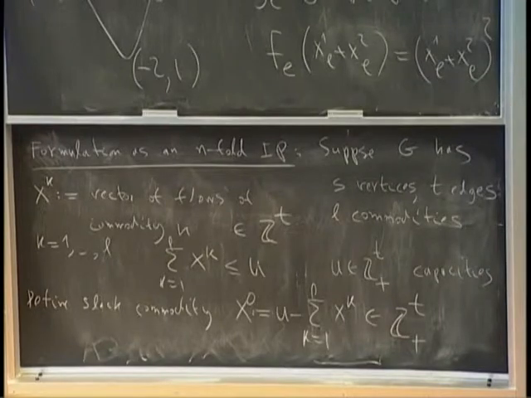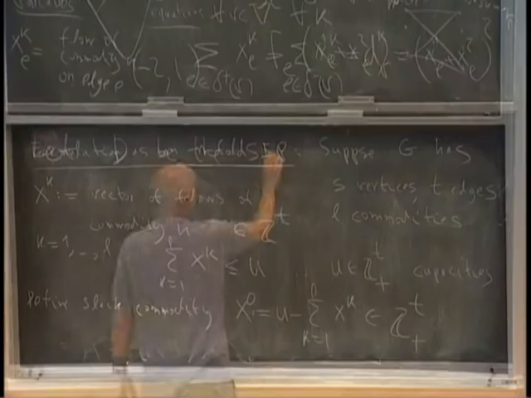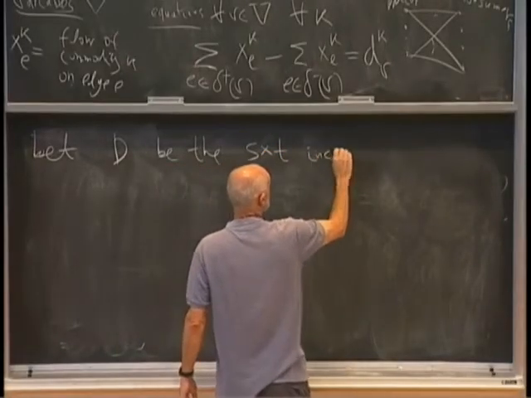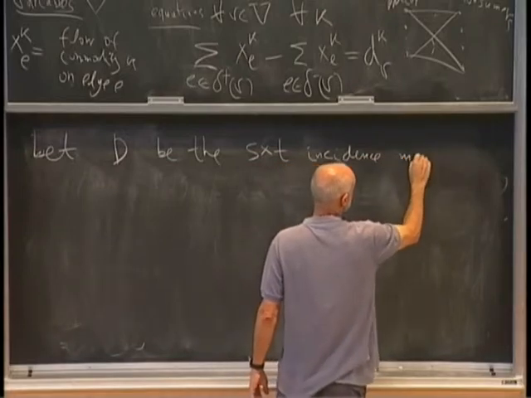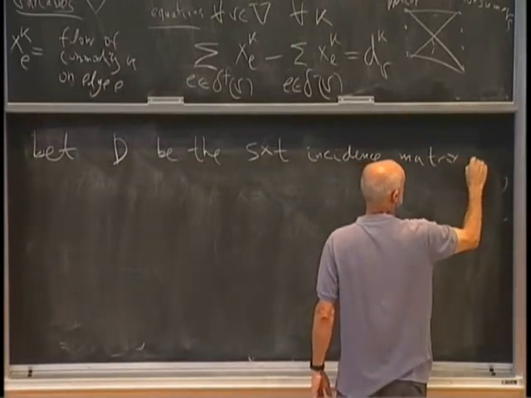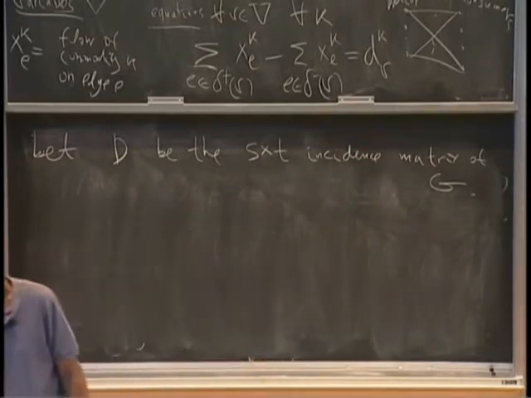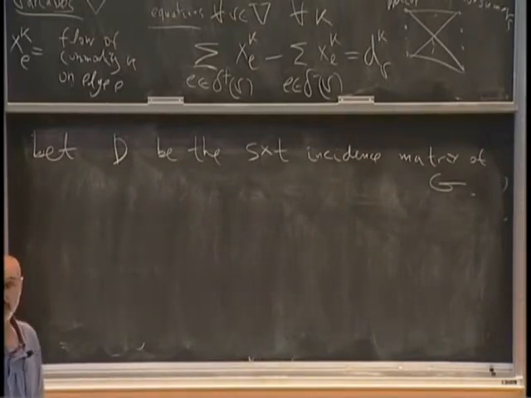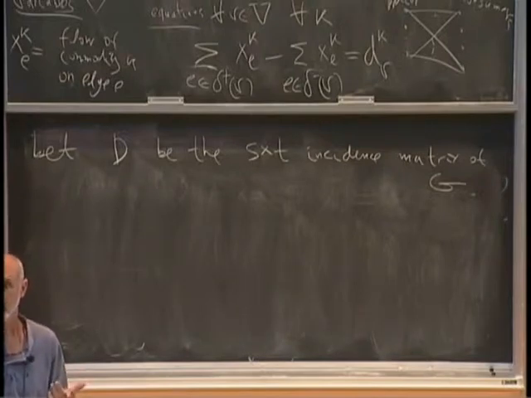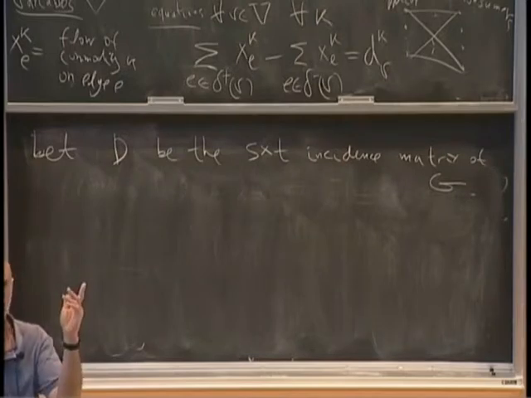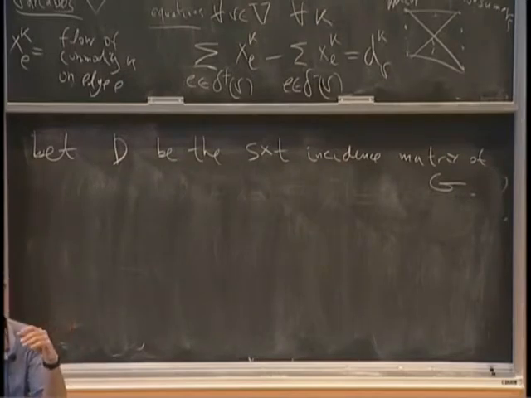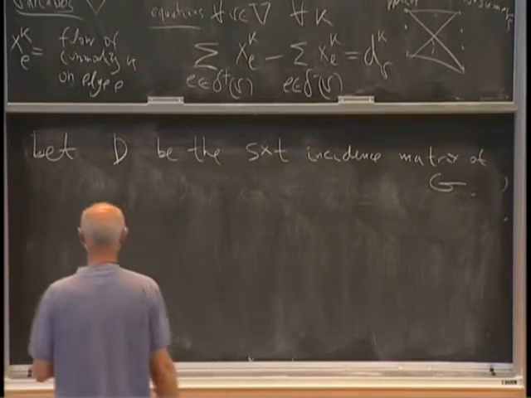So let D be the S by T incidence matrix of the graph. So who knows what the incidence matrix of a directed graph is? Can you lift your hands? Yeah, I see not so many people are excited about saying yes here.